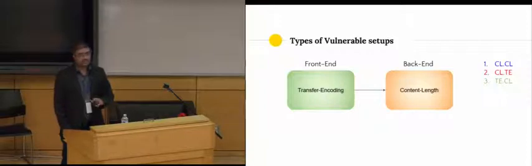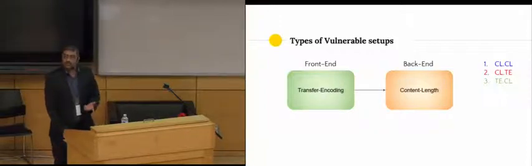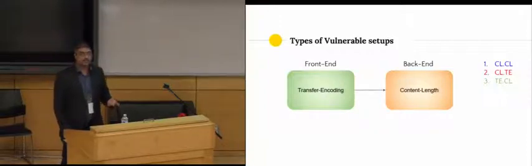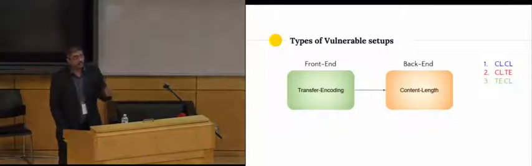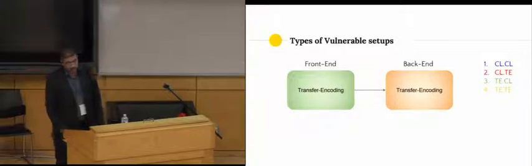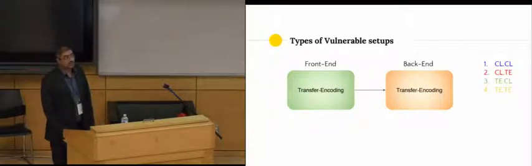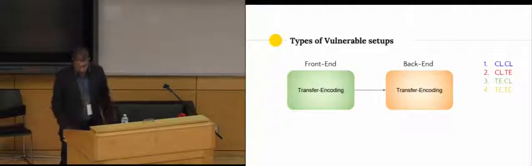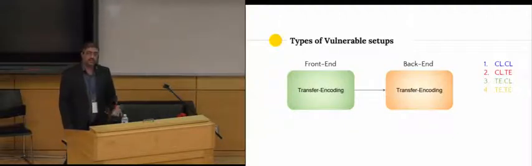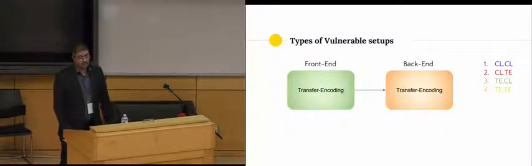The third kind of setup is the reverse, where the front-end server looks at the transfer encoding header, and the backend server looks at the content length. So here again, there's a mismatch in how they are implemented in terms of marking the boundaries of messages. And the fourth one is when there are multiple transfer encoding headers, but the front end and the backend server look at different ones. So these are 4 types of vulnerable setups that we'll encounter in the wild.